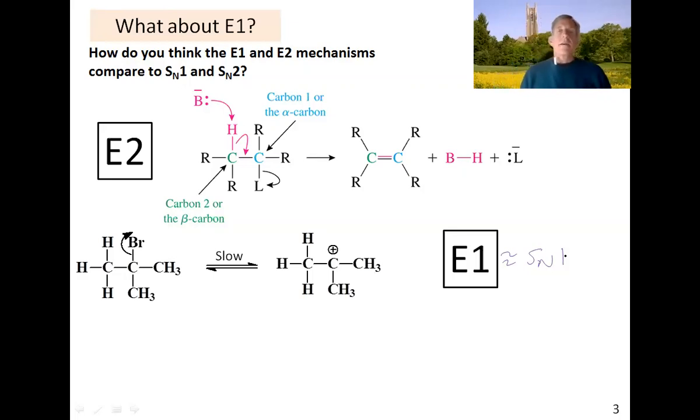Then a poor nucleophile could come and add to this and be an SN1. But what if you do a reaction where the nucleophile isn't really present? There maybe is no nucleophile. Or we'll find a way to make this next step more favored than SN1. But basically, you have a carbocation.